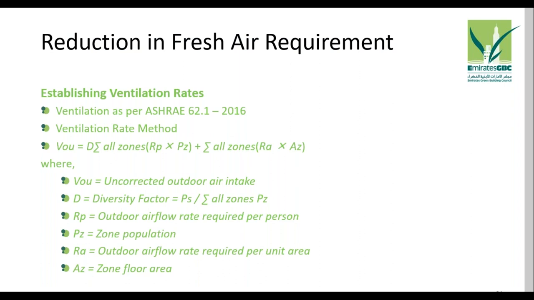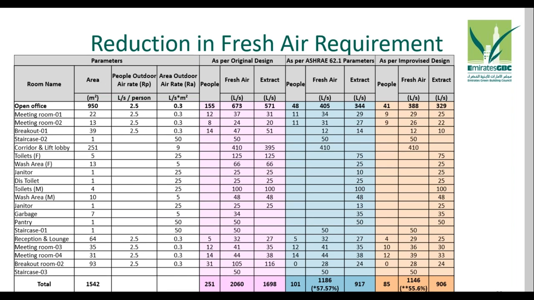The formula which we all know: the people and area components, and D talks about the diversity factor, which talks about the complete system occupancy versus summation of zone occupancy. Normally, if you talk about office aspects, we can expect this diversity in the range of 30 to 40% as minimum. When we applied these aspects to the fresh air requirement, the original fresh air load for the building was in a range of 2000. This is again a typical office floor plate which we have evaluated. Then we applied this floor plate as an extrapolation to the whole building.